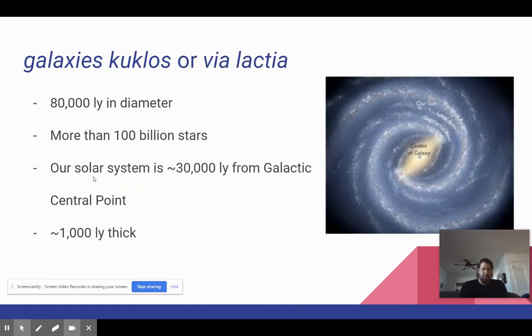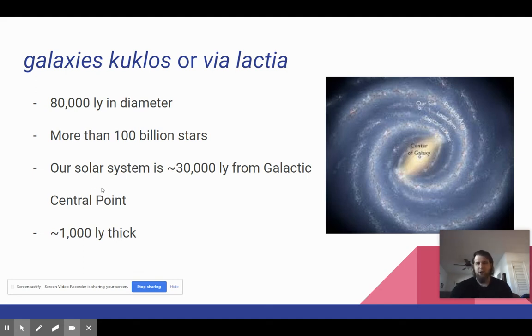So our galaxy, Galaxy Kuklos or Via Lactea, that is the Milky Way galaxy, is 80,000 light years in diameter, which means to go from one side of it to the other would take 80,000 light years. So that's a long time. It contains more than 100 billion stars. Our nearest galaxy, Andromeda, has the potential to have like 1 trillion stars. That's pretty nuts.